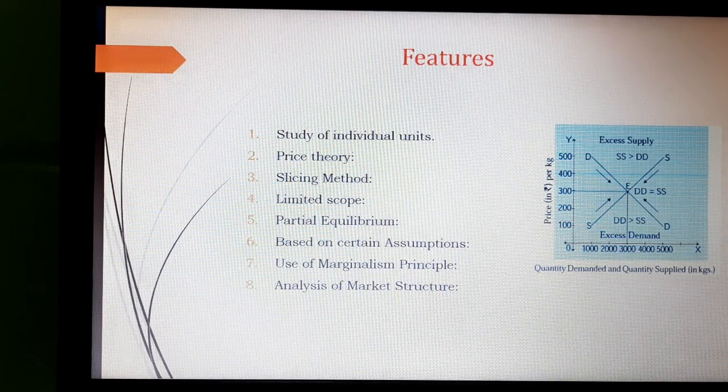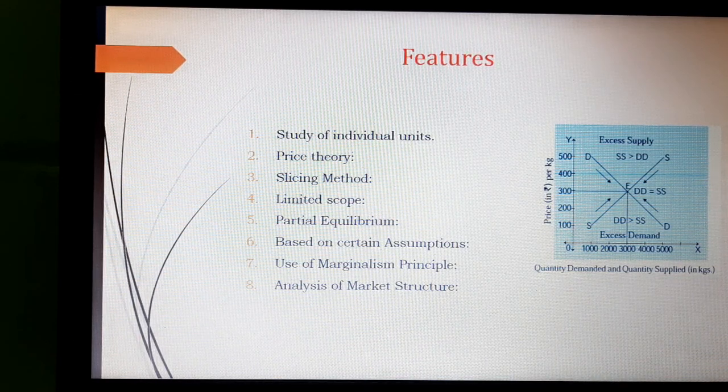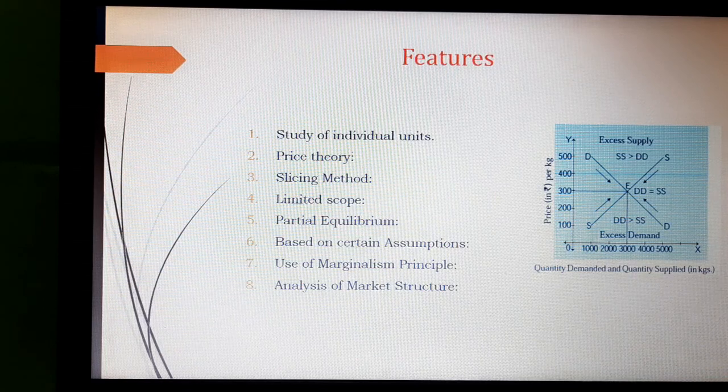Next point, the next feature of microeconomics is slicing method. Slicing means dividing it or cutting in different parts. It's called as what? Slicing method. So the method of analysis which has been utilized in microeconomics, it's slicing method. Now what slicing method is? Slicing method means dividing the entire economy in different parts and then studying individual part in detail. It's called as what? Slicing method.